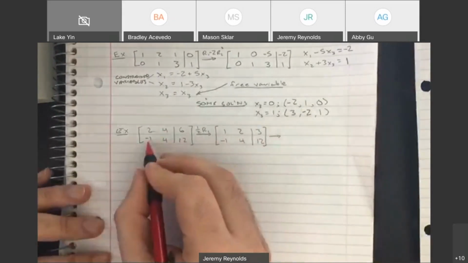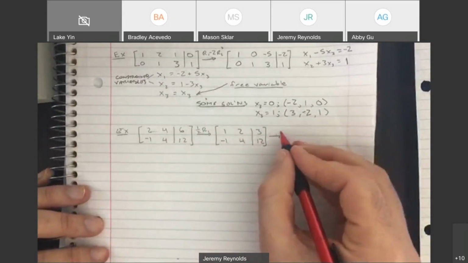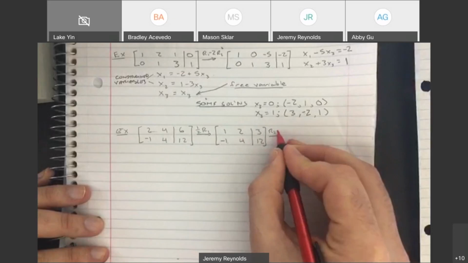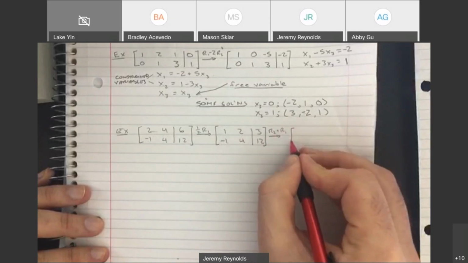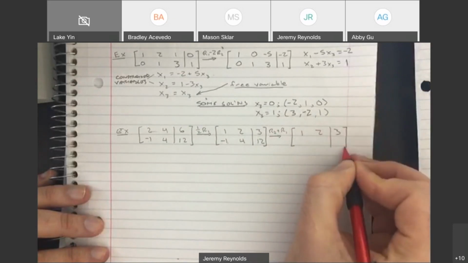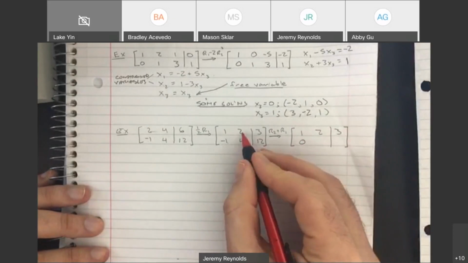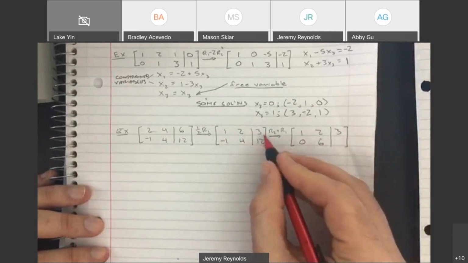And then we can add these together. So if we want to get rid of this negative 1 down here, in order to do that, we can add row 1 to row 2. So our row 1 will stay the same. And negative 1 plus 1 is 0. 4 plus 2 is 6. 12 plus 3 is 15.